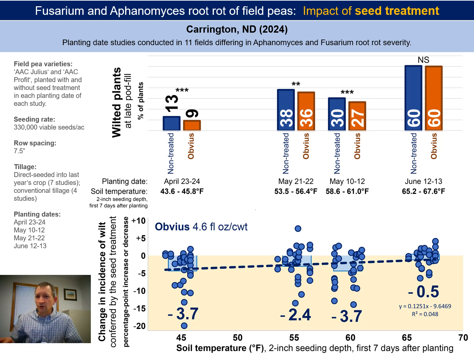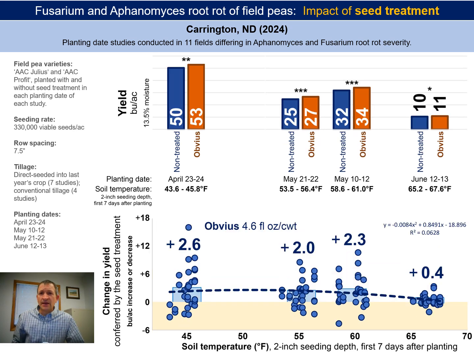When we planted into warm soils, soils north of 65 degrees Fahrenheit, what you saw is that there was no reduction in wilt. The root rot was so bad, the soils were so warm at planting, and the Phytophthora and Fusarium got established at such high severity early on that the seed treatment didn't help you. Okay, and then yield. What do you see here?